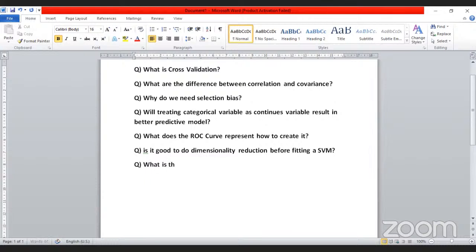What is the importance of dimensionality reduction? Okay, try to answer this question.